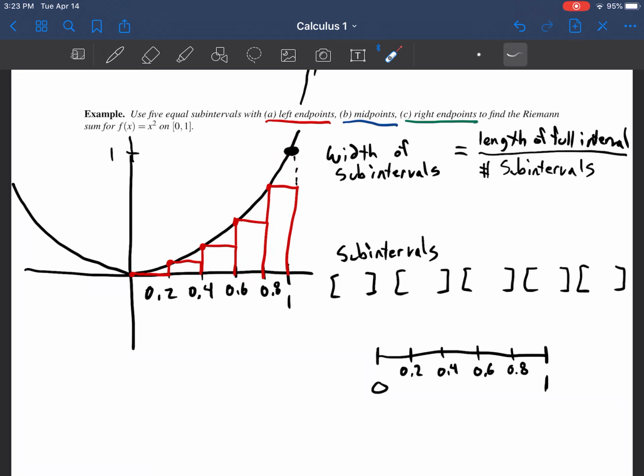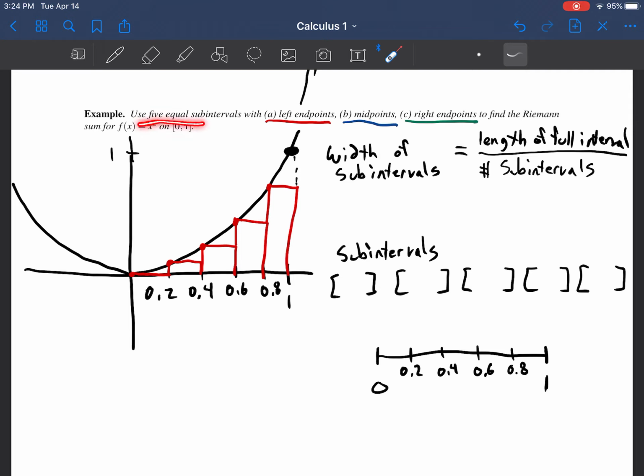Okay. So to find that, I'm going to use some rectangles, right? Because I know how to find the area of rectangles. Okay. So I can construct these rectangles in different ways. Here we're being told explicitly that we want to use 5 rectangles. And then we're going to form the rectangles based on left endpoints, midpoints, and right endpoints, right? And I'll explain here what that means.